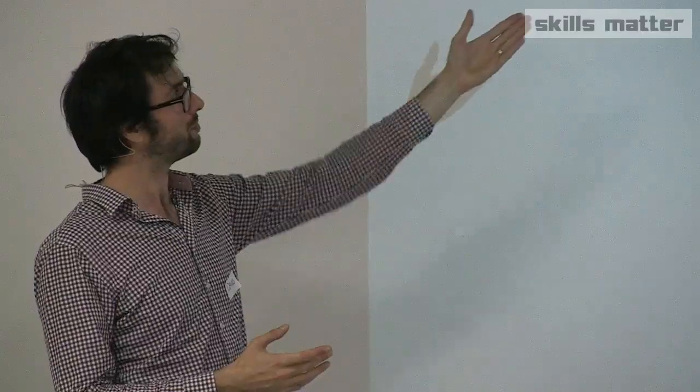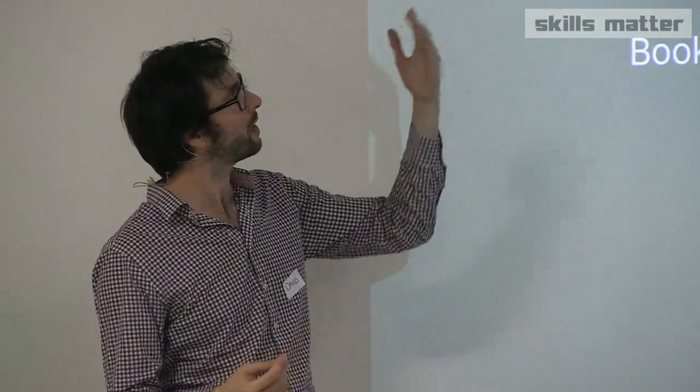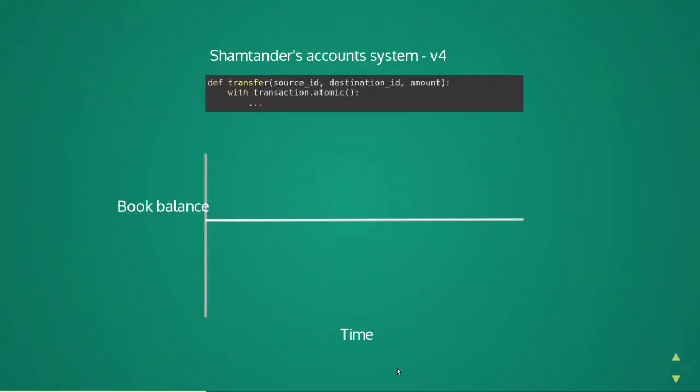You can put this anywhere and you can nest it as well. So it's really a bit of a no-brainer. If you've got something that you want to be atomic, wrap it in that. So version 4, I wrap my transfer in transaction atomic, and the book's balance.